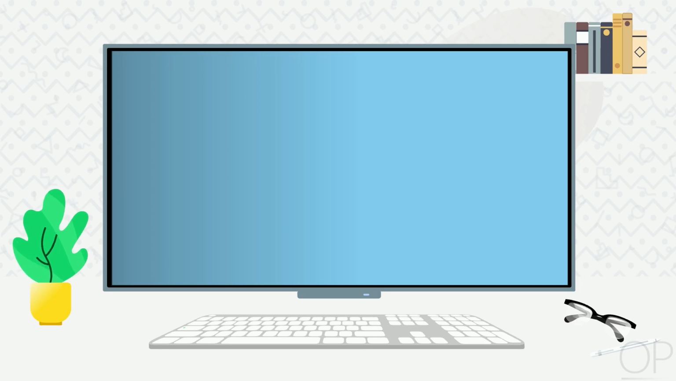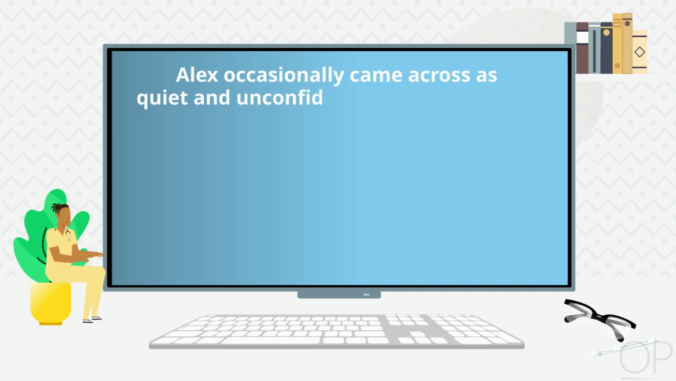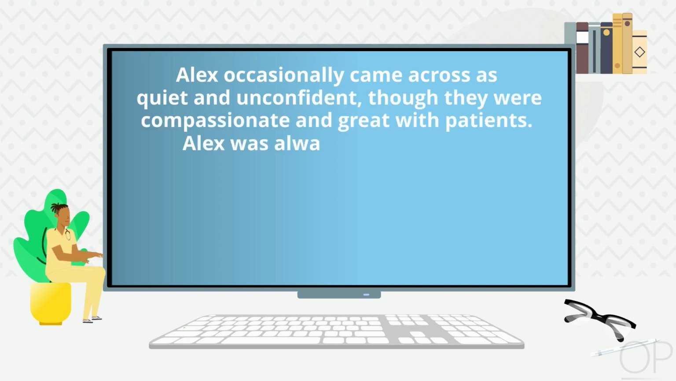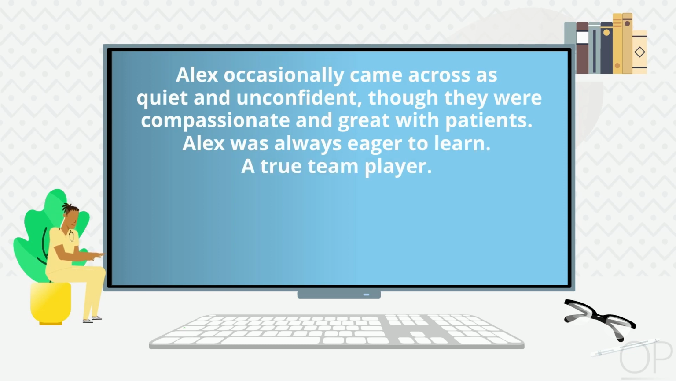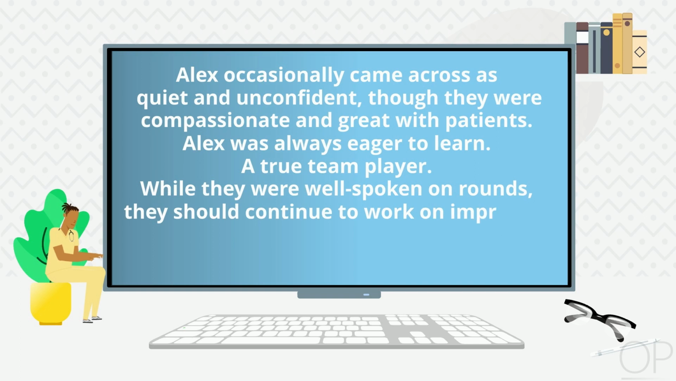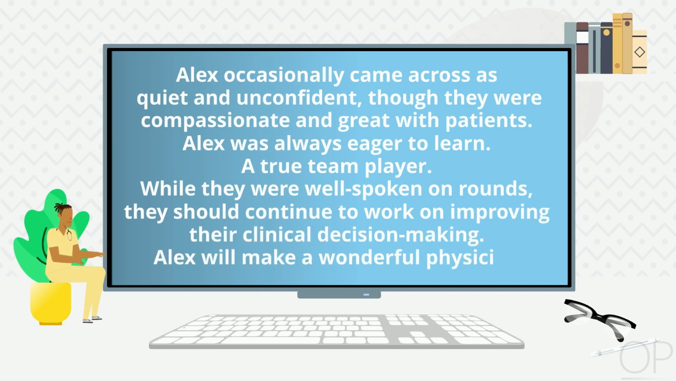Let's deconstruct an example evaluation and improve it to better understand the 5 elements of effective feedback. Here is our example. Alex occasionally came across as quiet and unconfident, though they were compassionate and great with patients. Alex was always eager to learn, a true team player. While they were well-spoken on rounds, they should continue to work on improving their clinical decision-making. Alex will make a wonderful physician.